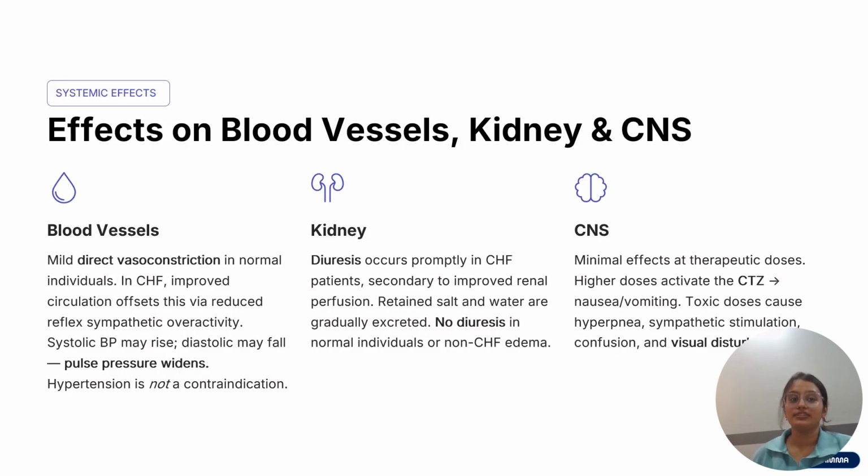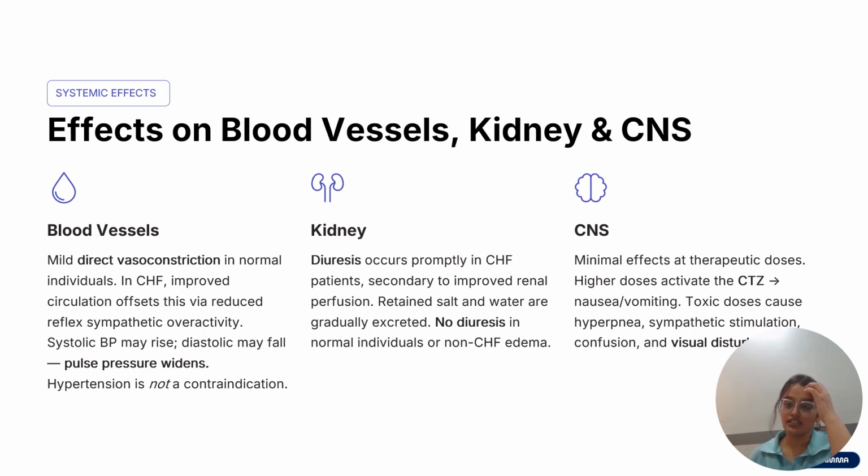Now, systemic effects on the blood vessels, kidneys, and CNS. So, what does it do to the blood vessels? It causes direct vasoconstriction, and in CHF patients it causes improved circulation, which is impaired in these patients. It only raises the systolic blood pressure and does not affect the diastolic blood pressure. Sometimes it also reduces the diastolic blood pressure, and it is not contraindicated in hypertensive patients.